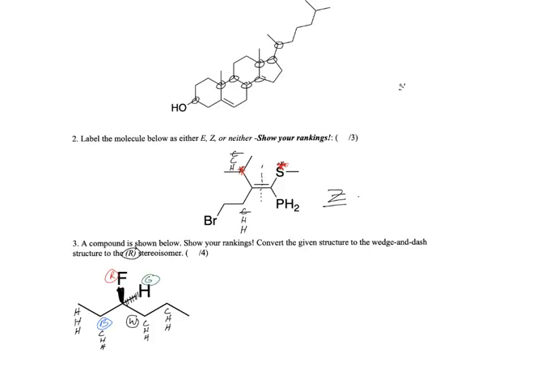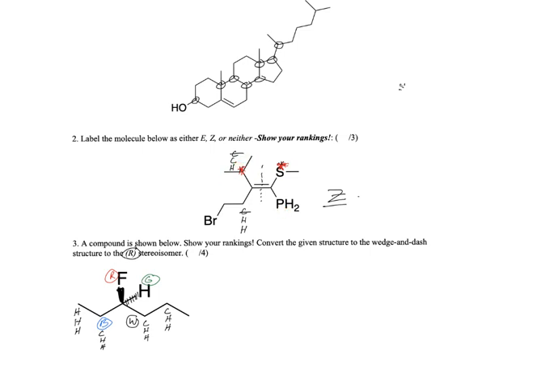EZ labeling, cut the pi bond in half. Carbon to carbon, that's a tie. This carbon's bonded to a carbon and an H. This carbon's bonded to a carbon and 2 H's, so carbon and carbon still tied. They go to the next one, so this one wins.